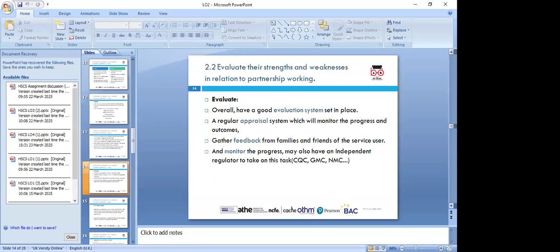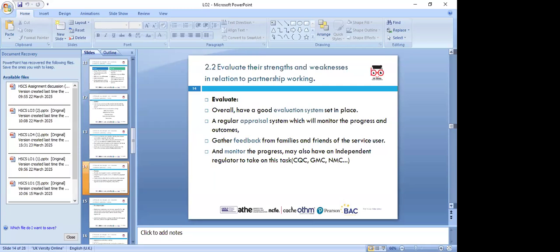You may also have an independent regulator to take on this task. It could be the CQC, GMC, or NMC, where the CQC is more to do with the organization's systems. The GMC regulates doctors, and the NMC regulates nurses. Very, very important. So there should be a well-detailed evaluation system in place.